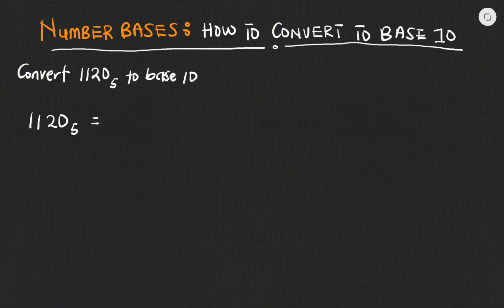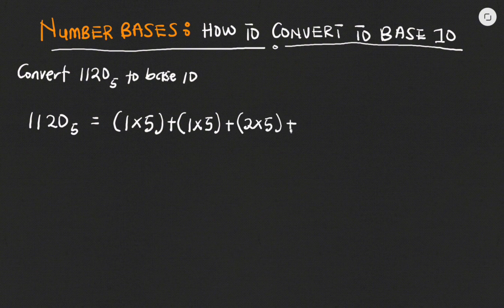So the first thing we do is we use each number to multiply the base. So we have 1 multiplied by 5. So the first one over here multiplied by the base, which is 5, plus the second one multiplied by 5, plus the 2 multiplied by the base, which is 5, and then plus the last digit, which is 0, multiplied by the base, which is 5 over here.